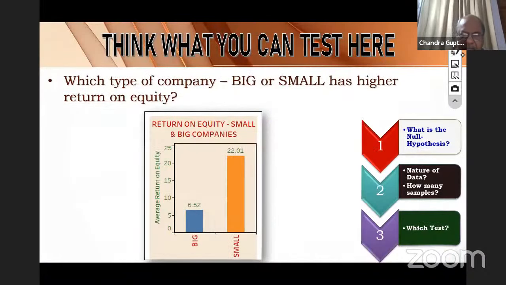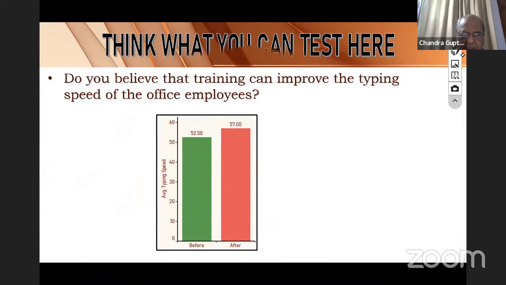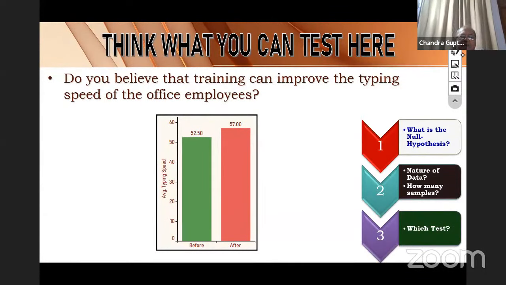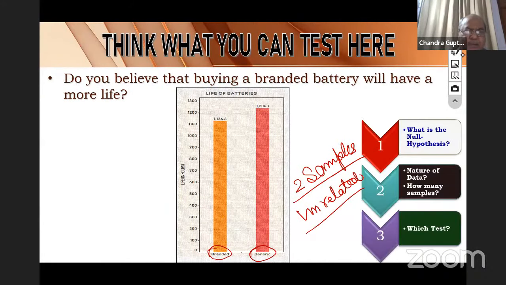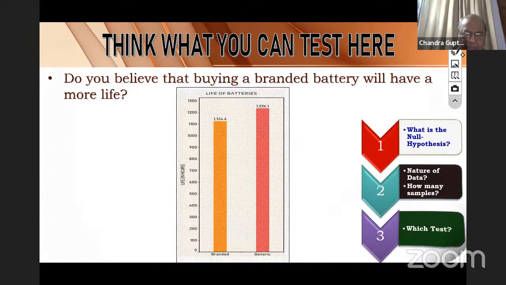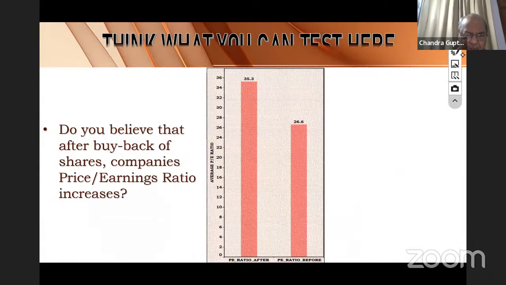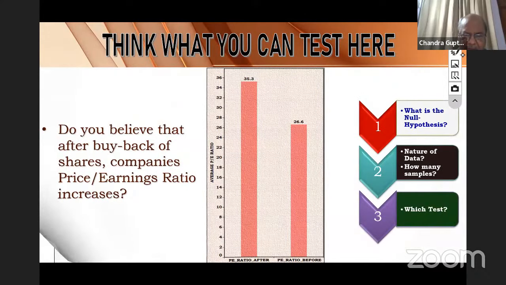And like this, I think you can try improving the typing speed. Two samples, before and after, will be related samples, and you can make use of the paired t-test here. For two batteries, independent samples, different, use the independent sample t-test.